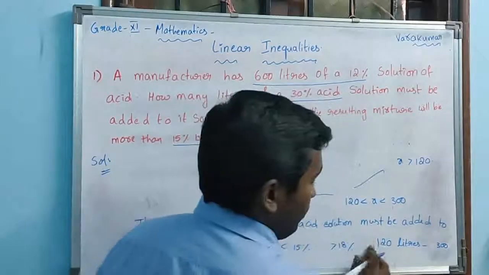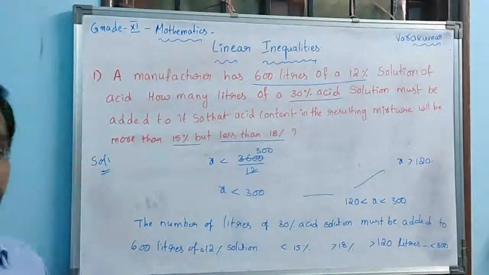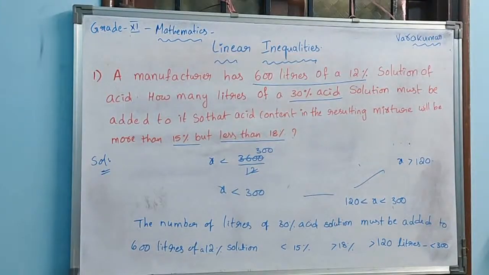More than 120, less than 300. So we can say that now here the quantity should be more than 120 liters but less than 300. This completes the solution.